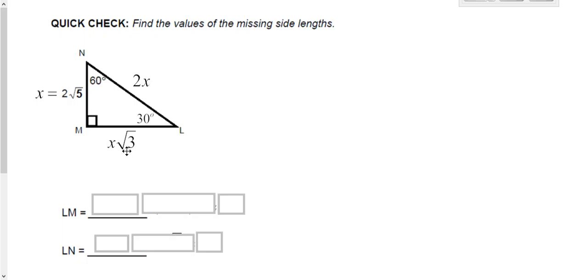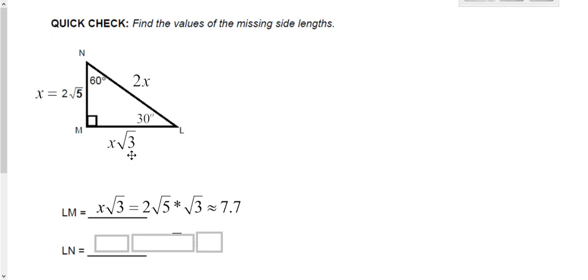So let's see, we got LM first, that's this one. This side equals whatever x is, which is this number right here, times the square root of 3. So it looks something like this in your calculator. I'm using this star for the times sign here. So I got the x number, 2 times the square root of 5, times the square root of 3, which is approximately 7.7. Again, try that with your calculator.